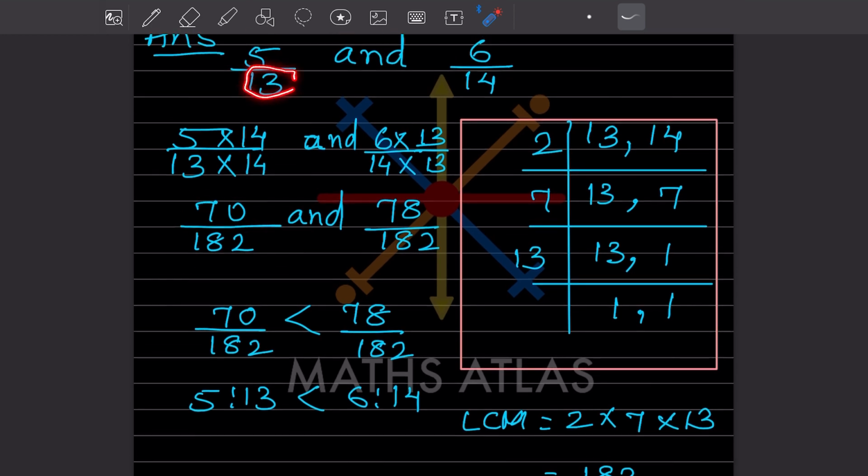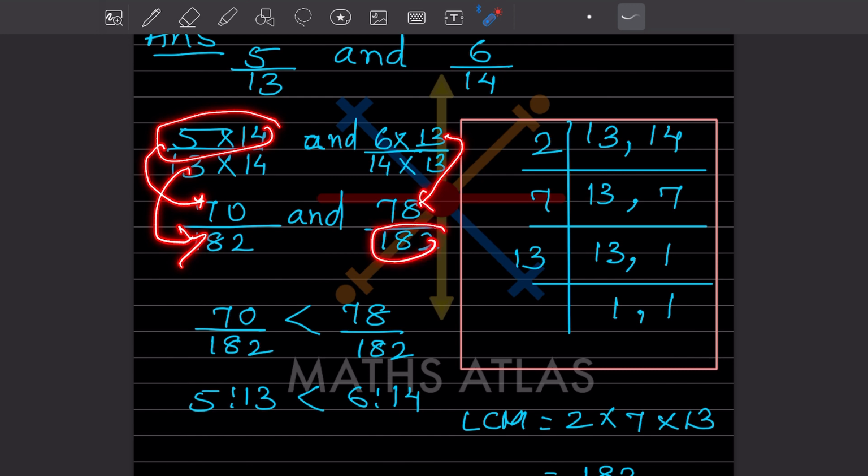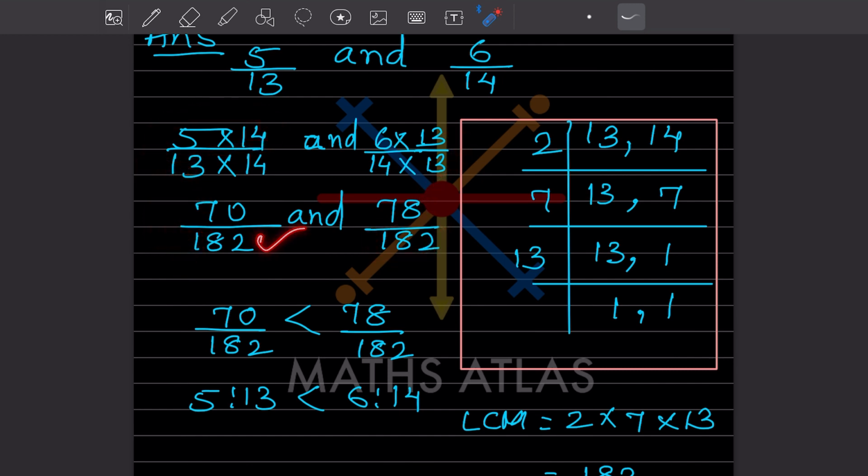So here is 13. When you multiply 13 by 14, you are going to get 182. Again here, 14 multiplied by 13, you are going to get 182. Since you have multiplied this by 14, you have to multiply the numerator also by 14. Since you have multiplied this by 13, you have to multiply this also by 13. So what do you get here? This is 70 by 182. This is 78 by 182. Now because the denominators are the same, let us compare these two numbers.